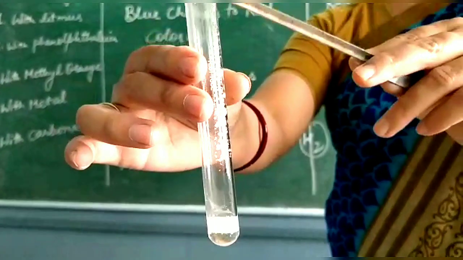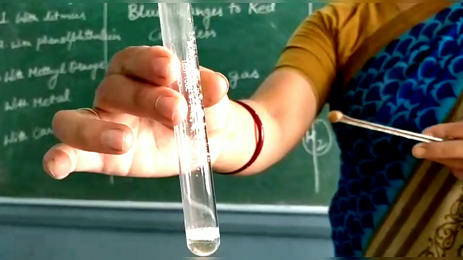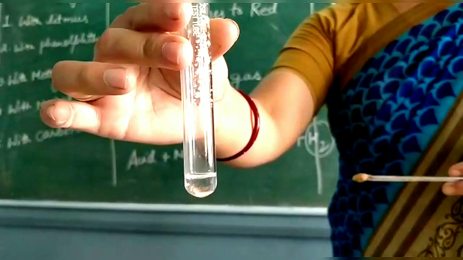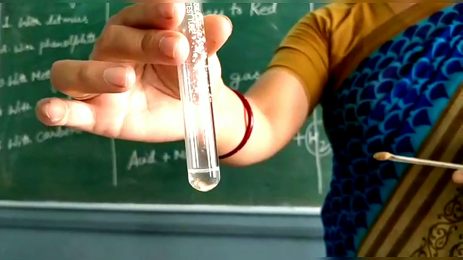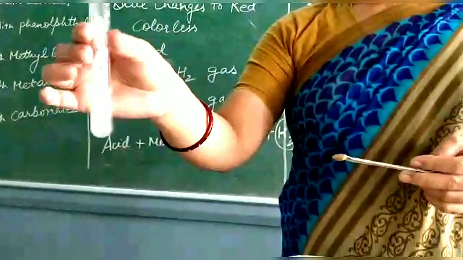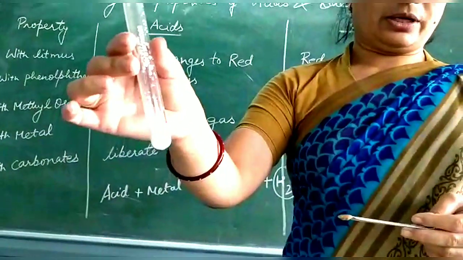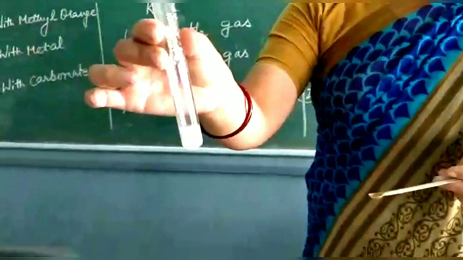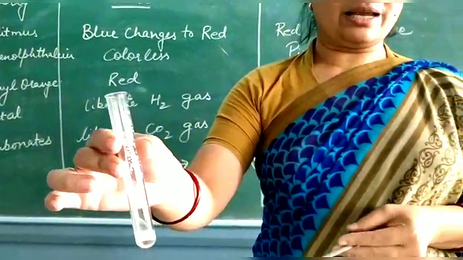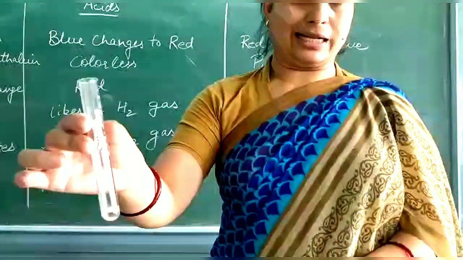If we collect this gas and pass it through lime water, that lime water changes to milky. That means colorless lime water changes to white in color. That is also the confirmation for this CO2 gas. You can see this brisk effervescence comes out. So when acid reacts with carbonate or bicarbonate, the same reaction will happen with bicarbonate that I'll show you.